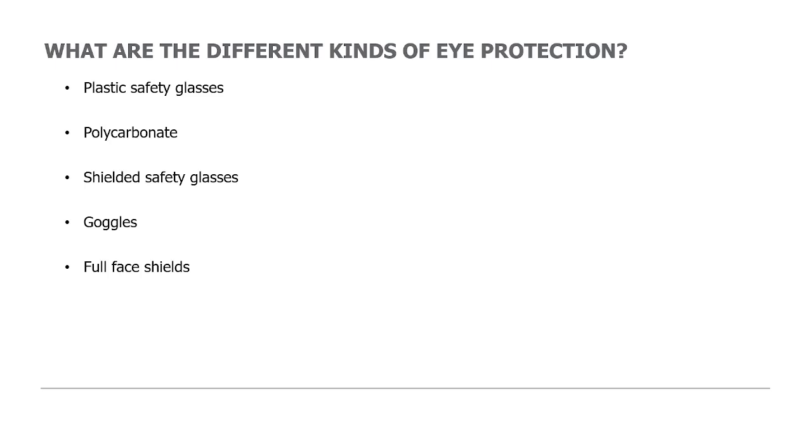So what are the different kinds of eye protection? Well, there's plastic safety glasses, polycarbonate, shielded safety glasses, goggles, safety goggles, and then full face shields. Some of those can be worn by themselves, or you could combine them. You could have safety glasses and a face shield over top to give you double protection. There are different uses for all these different things.